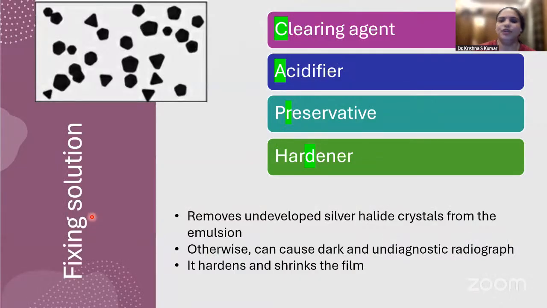So in your fixing solution, it is CARP: the clearing agent, acidifier, preservative, and hardener. So what does it do? As I told earlier, it removes the undeveloped silver halide crystals from the emulsion. Otherwise, it will result in a dark and undiagnostic radiograph, because these undeveloped silver halide crystals, if present for a longer period of time on exposure to light, cause darkening of the film. And you know that after developing, your emulsion is fully swollen up, which was there to facilitate the entry of the developer. So in fixing, it will harden the film and shrink the film to prevent further damage.